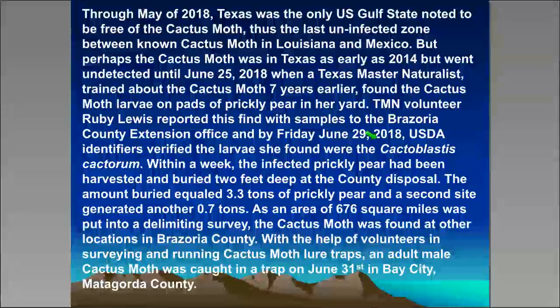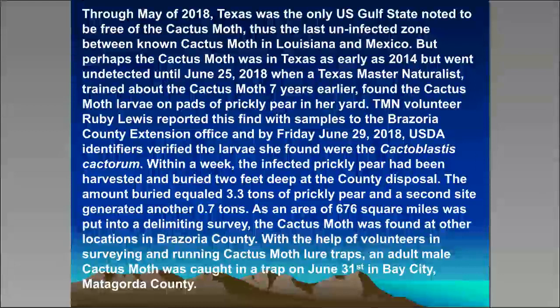But perhaps the cactus moth was in Texas as early as 2014, but went undetected until June the 25th. How do you know the exact date? It's based on a time when we find it, but circumstantial evidence and testimonies also tell us that it already could have been here 7 years earlier. And so the moth larvae on pads of prickly pear were in her yard.